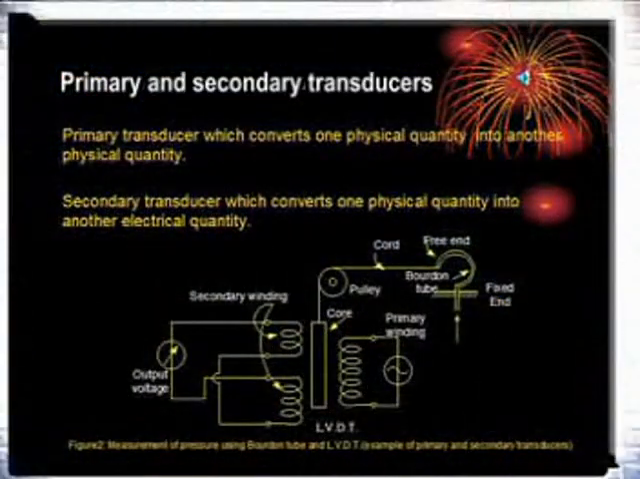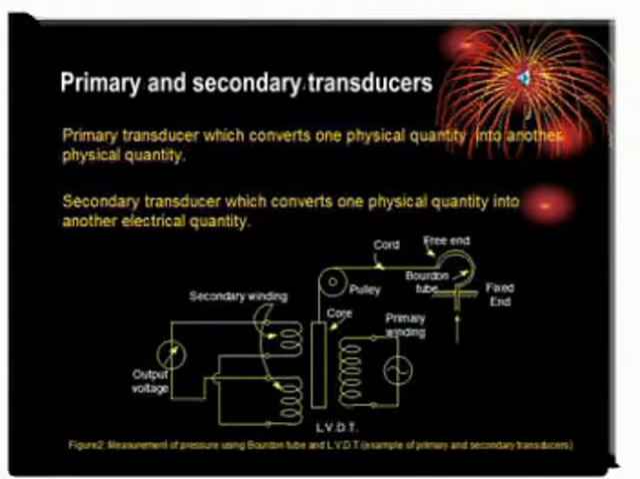I explain this classification with the help of one illustration, that is the measurement of pressure using Bourdon's tube and LVDT setup as shown in figure 2. Actually, this setup consists of Bourdon's tube and LVDT. Bourdon tube is usually made up of elastic metallic elements, specially designed for construction of pressure and force transducer.